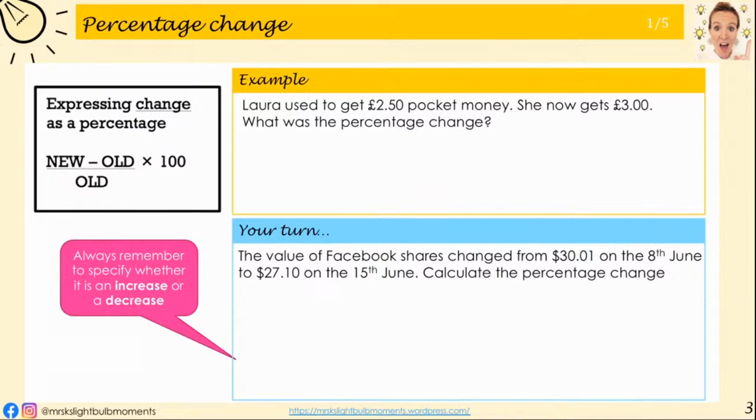Laura used to get £2.50 pocket money. She now gets £3. What was the percentage change? So first off, I'm looking for that new in our formula. And the new is that now gets £3.